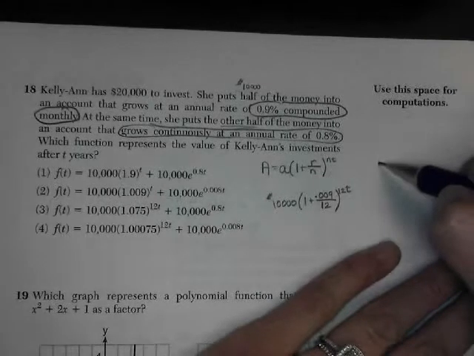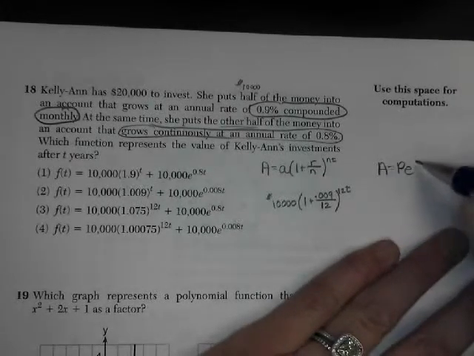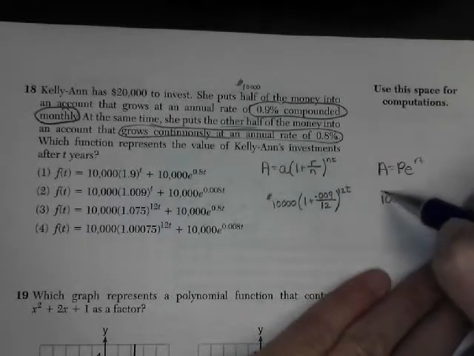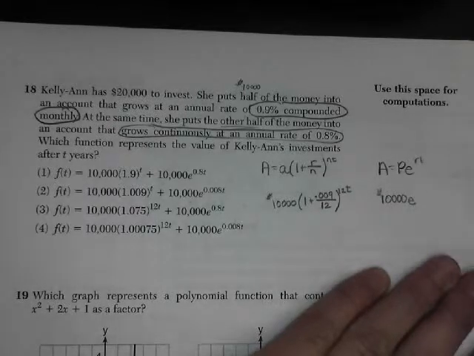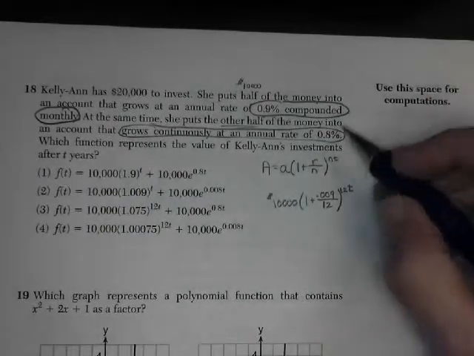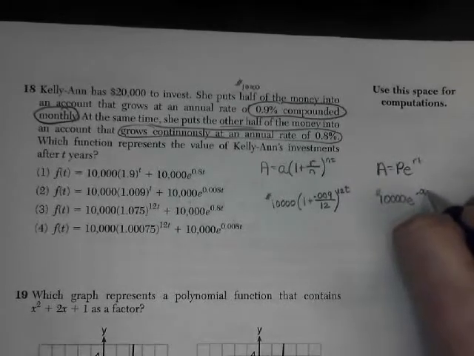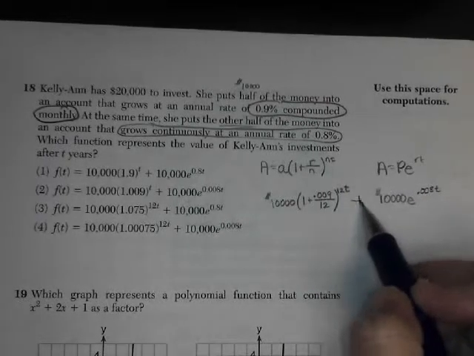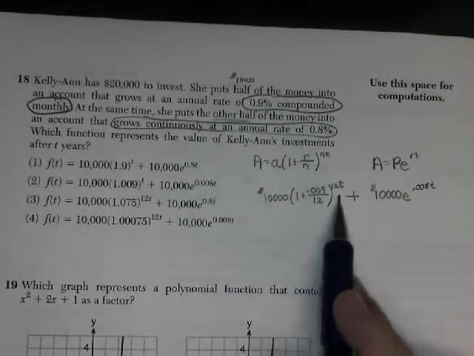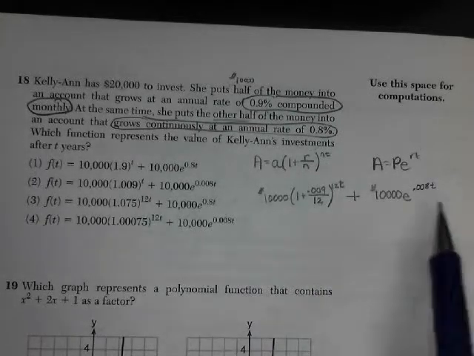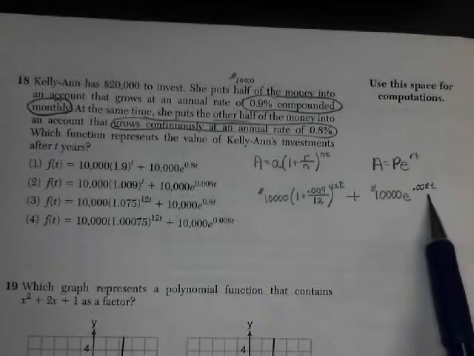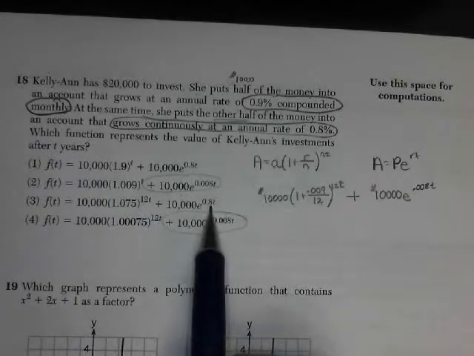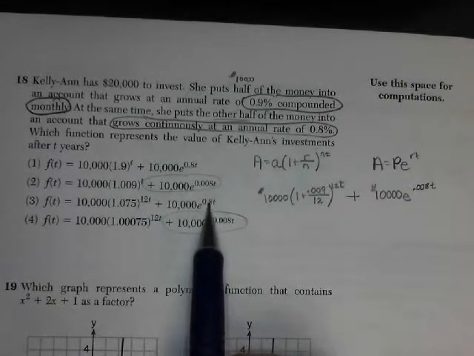That's the first $10,000. The second $10,000 comes from the PERT formula. So P kind of does what A does. It's your initial amount, so that's $10,000. And then e, we know, is just a weird number. The rate is 0.8%, so 0.008t. And so your total is going to be adding this half of the investment and how it grows to this half of the investment. Now, just from the 10,000 e to the 0.008t, I like that and I like that.